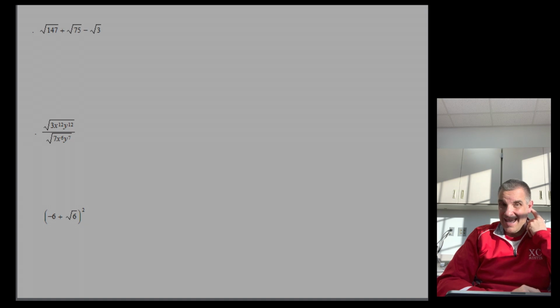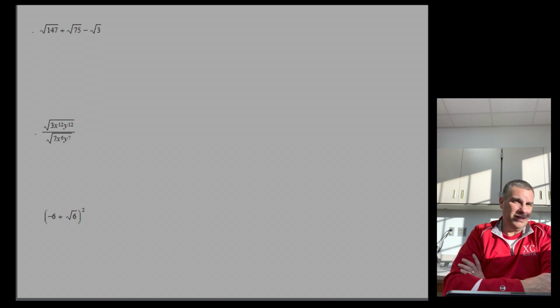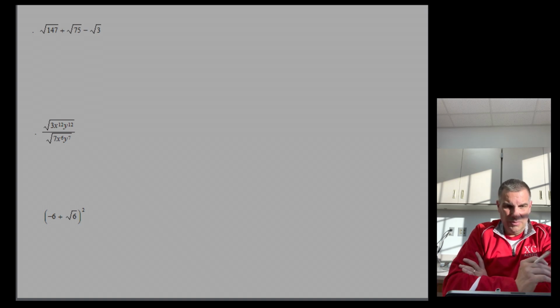The next one, we're going to add and subtract. When you add and subtract, they have to have the same index and the same radicand. So they have to be the same root, and what's underneath the radical symbol has to be exactly the same. We don't care what's on the outside, just what's on the inside. So that means we need to break all of these down into their simplest form.